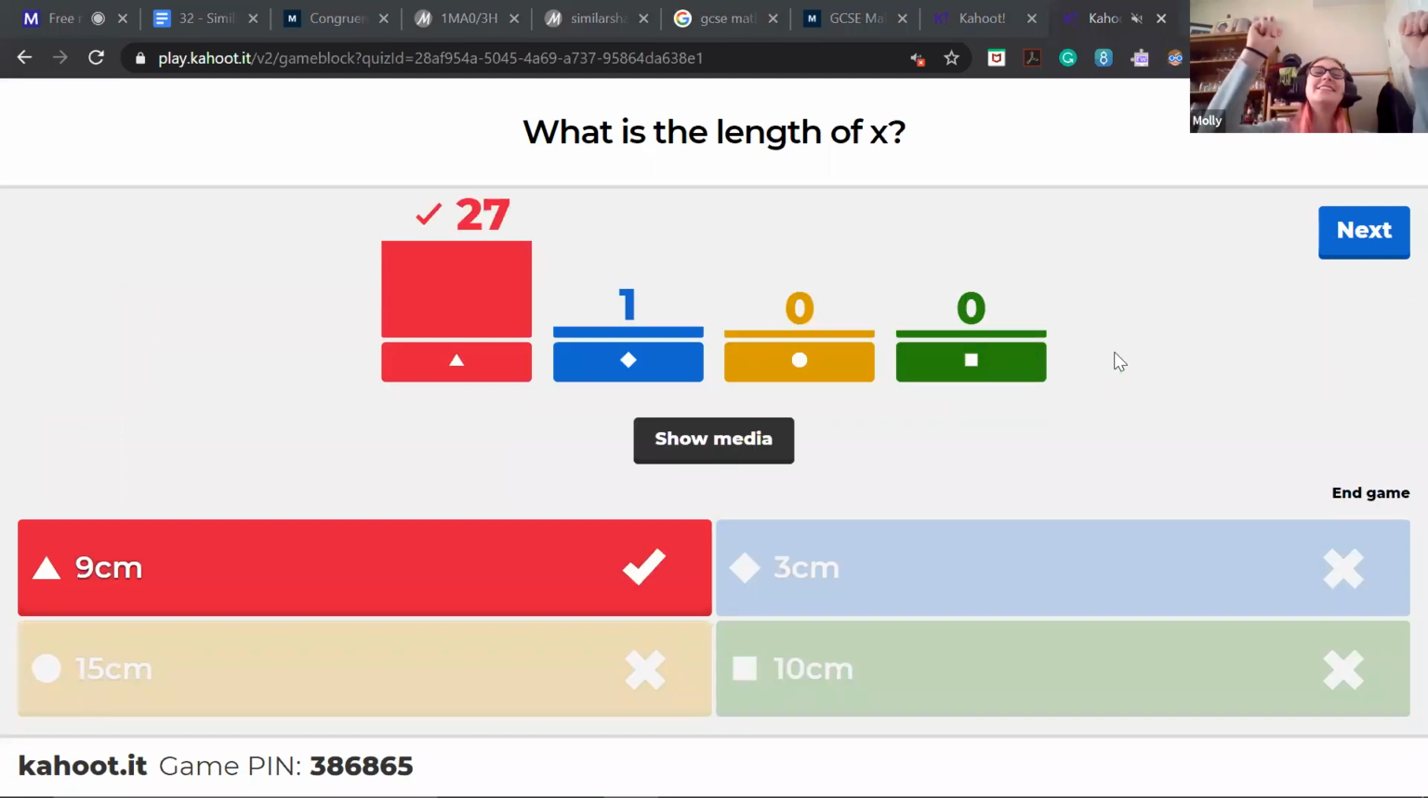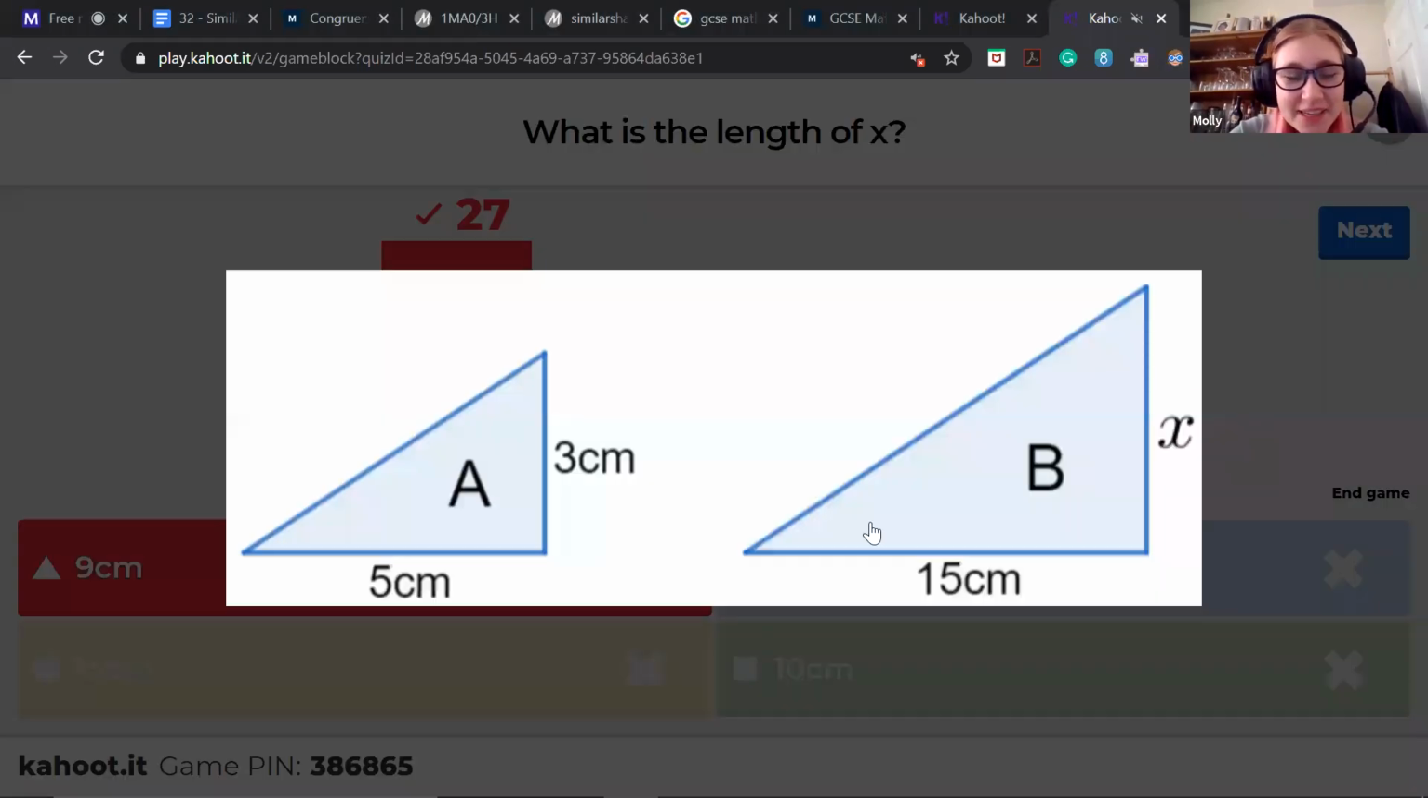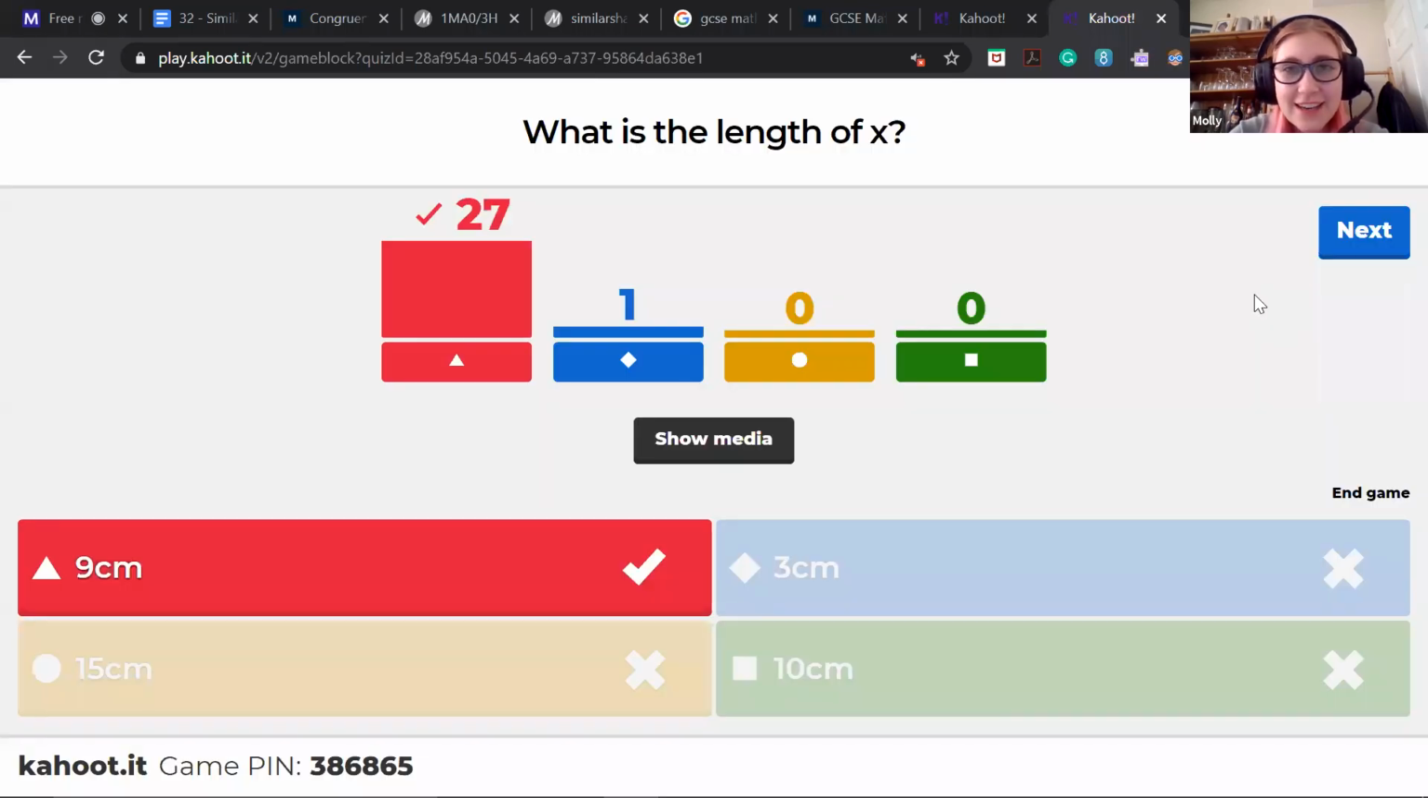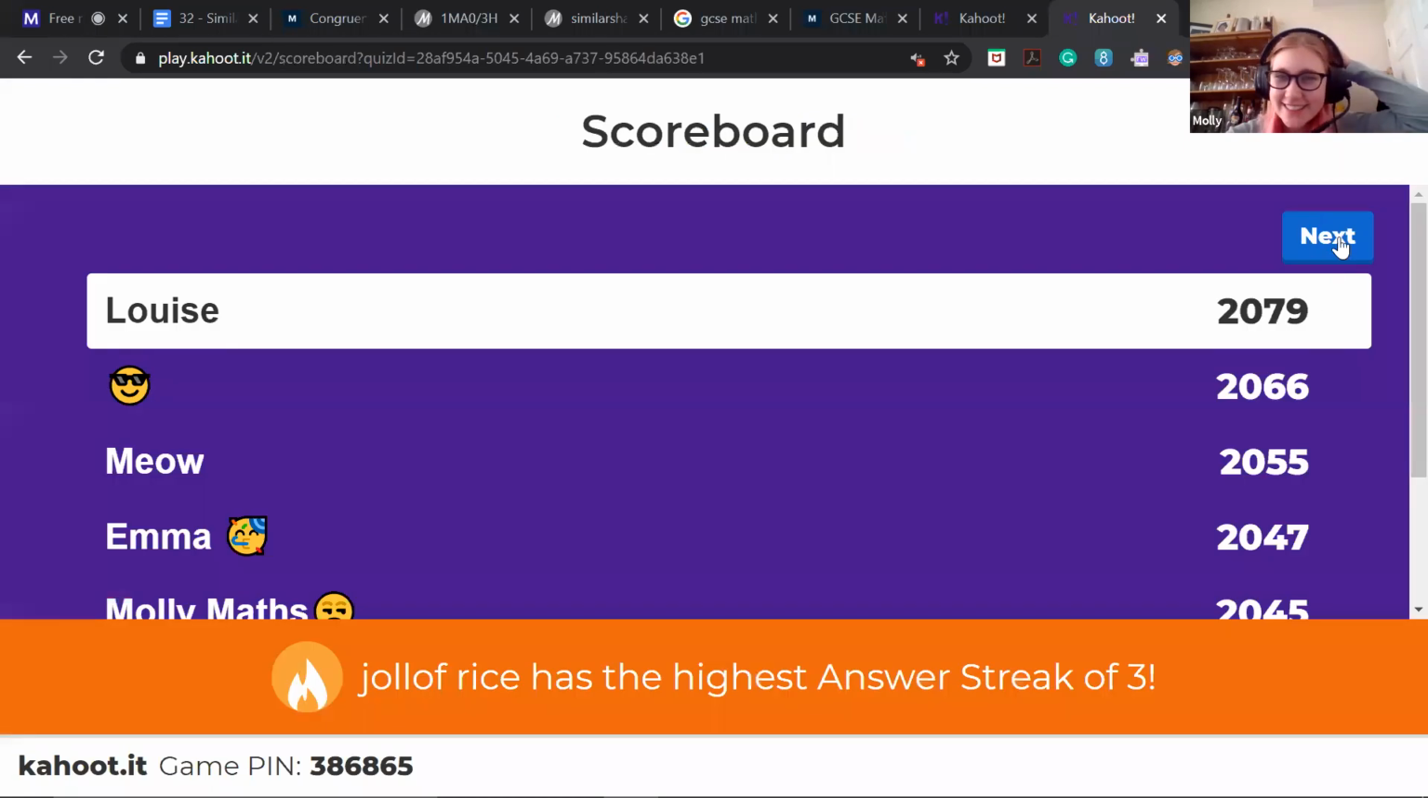Oh, so close. Really, really good though. Yeah, so the reason is because the scale factor is 3. So when we multiply up the 3, we get to the 9. Brilliant. Well done.